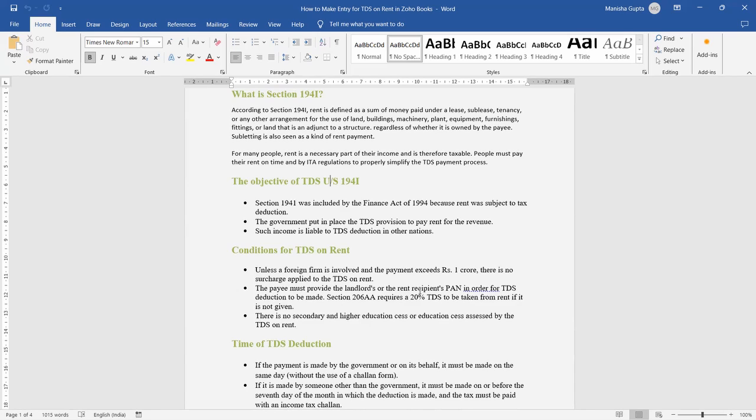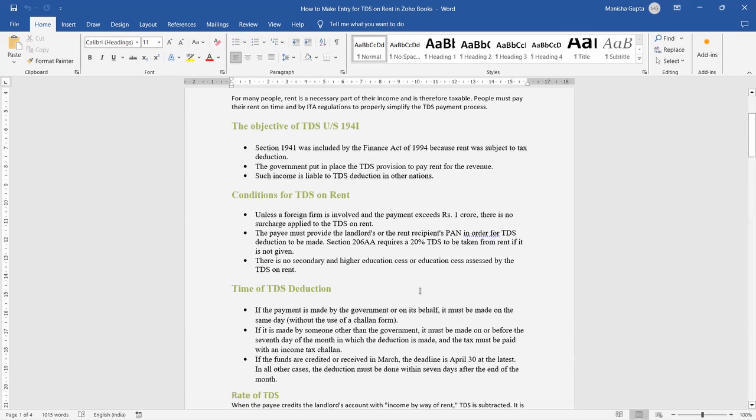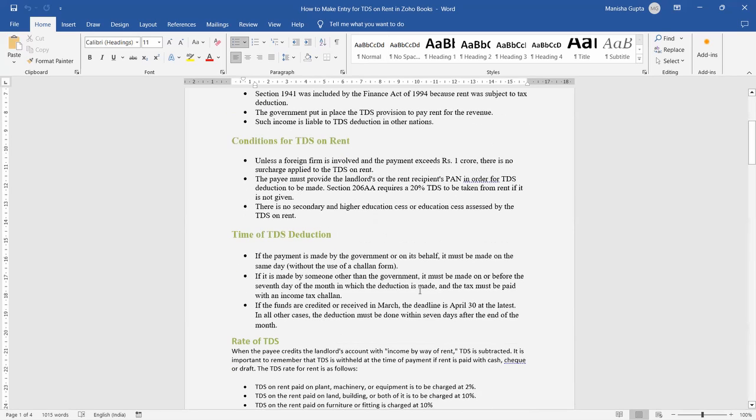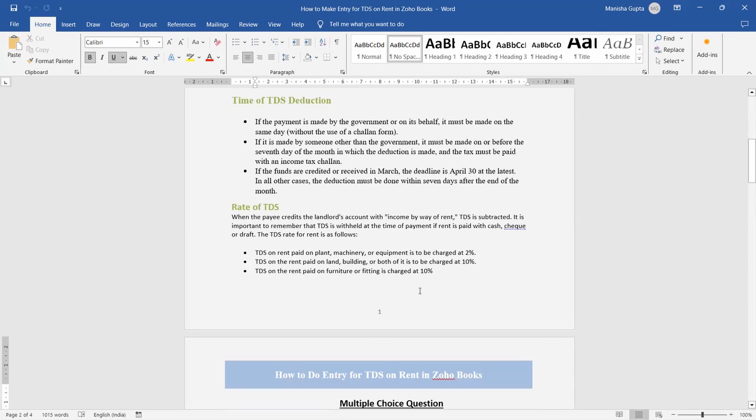Time of deduction: when the payment is made, at that time we have to deduct TDS and deposit to the government. If you are paying the rent for the April month, then deposit within 7 days of the next month. If you are paying rent for March month, then the deadline will be 30th April. Before 30th April, you have to pay TDS to the government. Rate of TDS for rent paid: plant and machinery 2%, land and building 10%, and furniture and fitting also 10%.